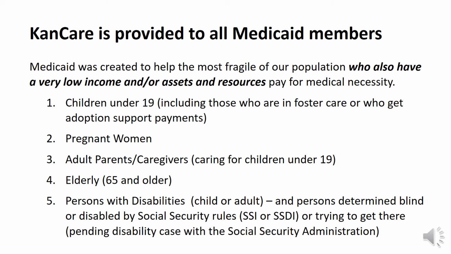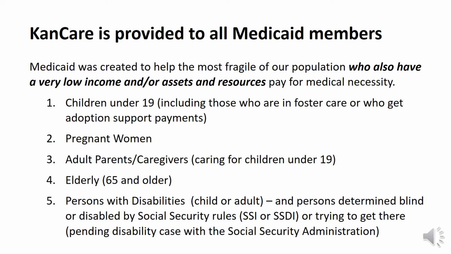This can be a child or an adult, and persons determined blind or disabled by Social Security rules, SSI, which is Supplemental Security Income, or SSDI, which is Social Security Disability Insurance, or trying to get there, meaning they have a pending disability case with the Social Security Administration. Either they've recently applied or they've been denied, but they're actively appealing that Social Security denial of disability.